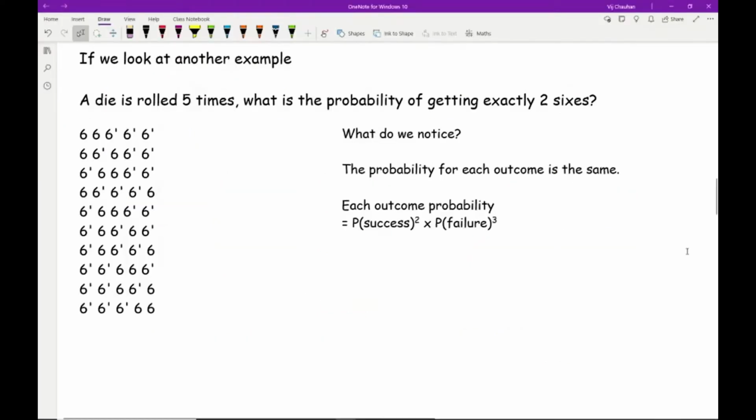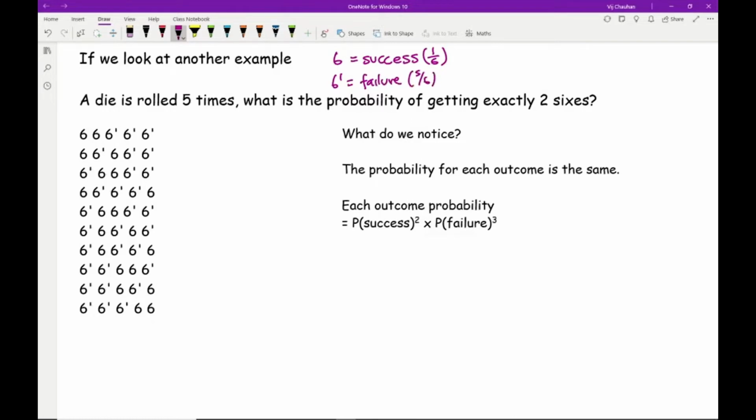So if we look at another example, in this particular case we've got a die and it's being rolled 5 times. What is the probability of getting exactly 2 6s? So again, just like before, what we're going to do is write down all the possible outcomes that we can have when we roll a die 5 times and looking for exactly 2 6s. So here a 6 is a success, and that has a probability of 1 over 6, and not a 6 is classed as our failure, and that has a probability of 5 over 6.